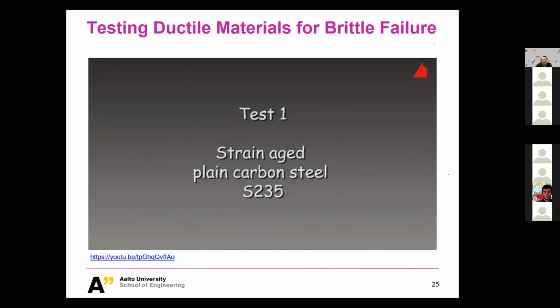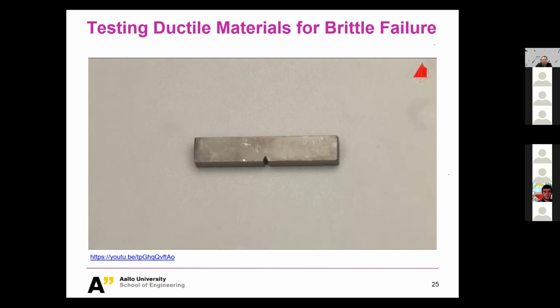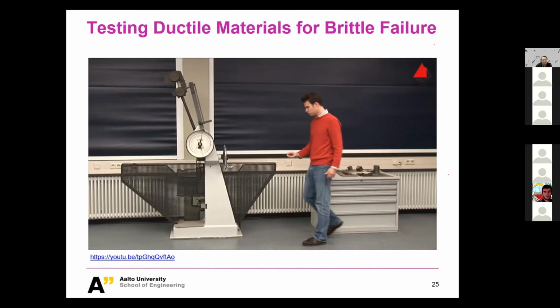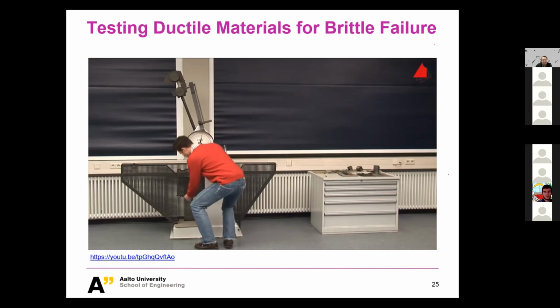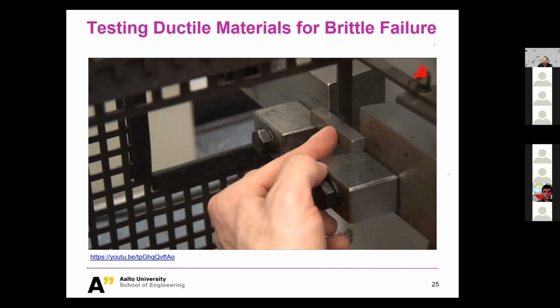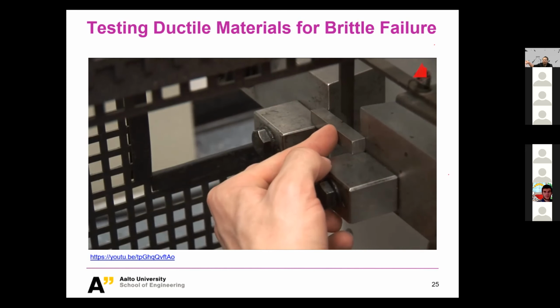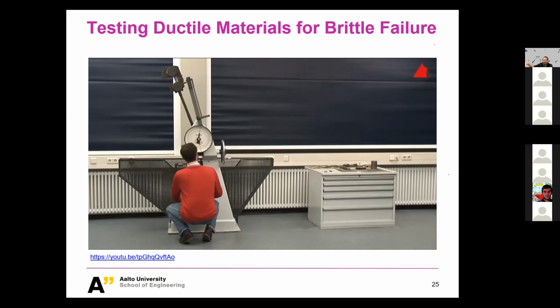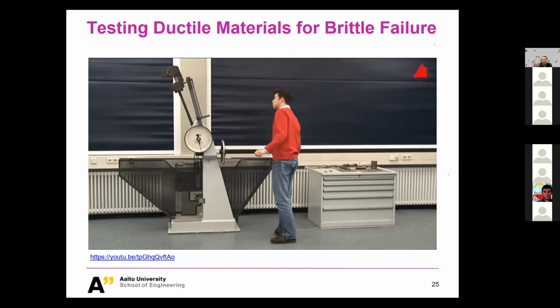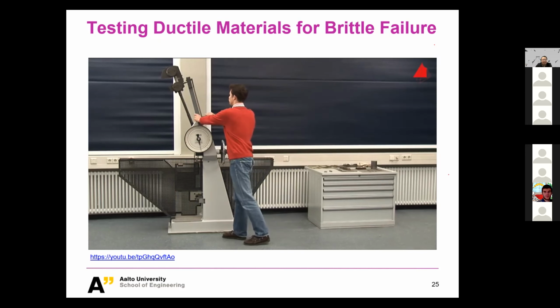First test, strain-aged plain carbon steel S235. This is our test specimen. It has been machined to standardised size and shape with the characteristic V-shaped notch. The tester places the specimen on a support in the lower part of the machine and adjusts its position with a centering device. Next, he turns the drag indicator downwards again and checks that everything is prepared correctly. Perfect. The test can begin.